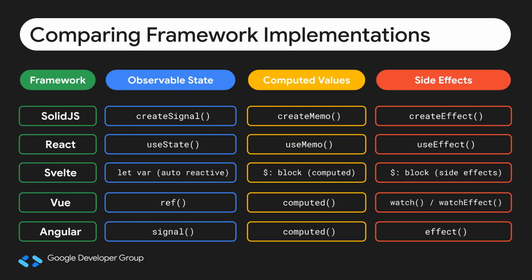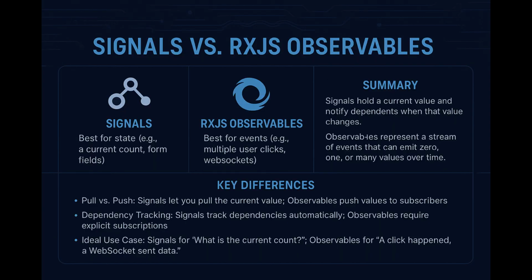Vue has ref and reactive for reactive variables, computed for derived state, and then watch and watchEffect for side effects. And that's all automatic dependency tracking as well. And then Angular, obviously, as we talked about, has its signals, computed, and effect. So even though the syntax might be a little bit different across all these different frameworks, the underlying concepts are really similar. That's what's interesting, everyone's converging on this idea, but doing it in their own slightly different way.